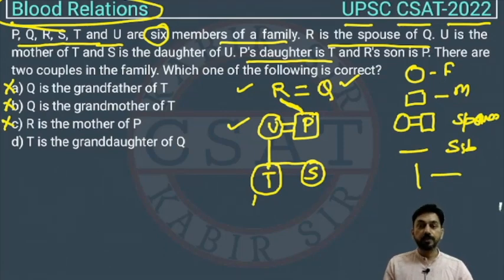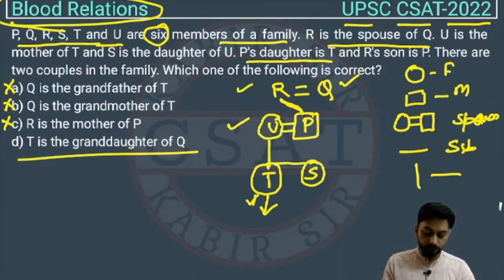Now the remaining option is D. So D will be the answer. Let's check it. T is the granddaughter. T is a granddaughter because we know the gender of T. T is female, so a granddaughter of Q. So this is right. So option D is right. So the answer is option B.